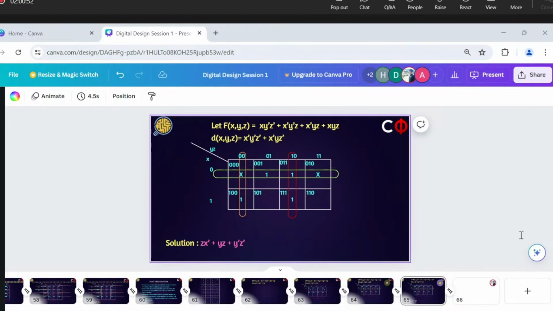We use, yeah, the Quine-McCluskey method. Exactly, that's the method we're going to be using.